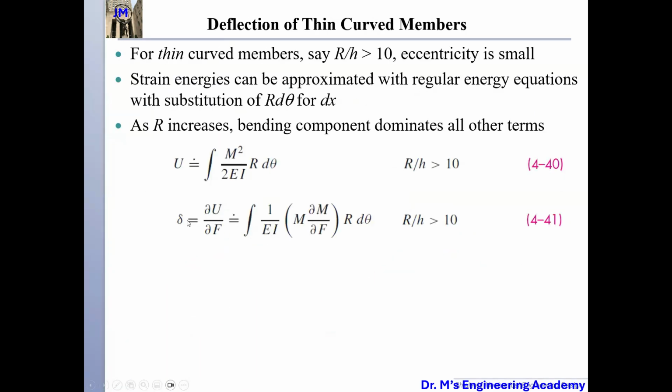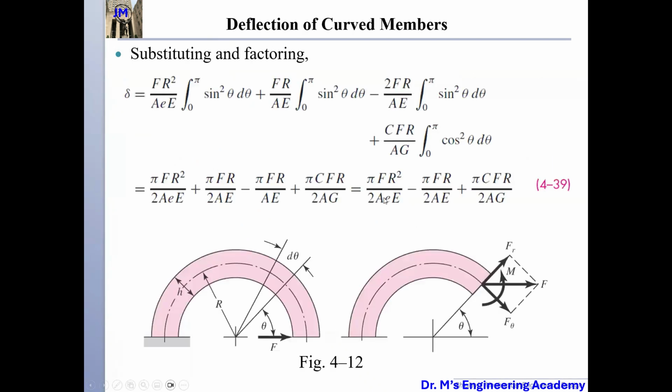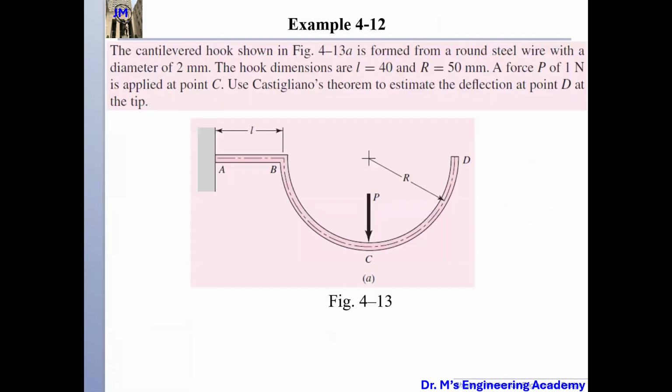That's the reason. So this delta for a thin beam, this deflection, can be approximated using this equation instead of using these terms. Questions? No question? No question. We have one example here.